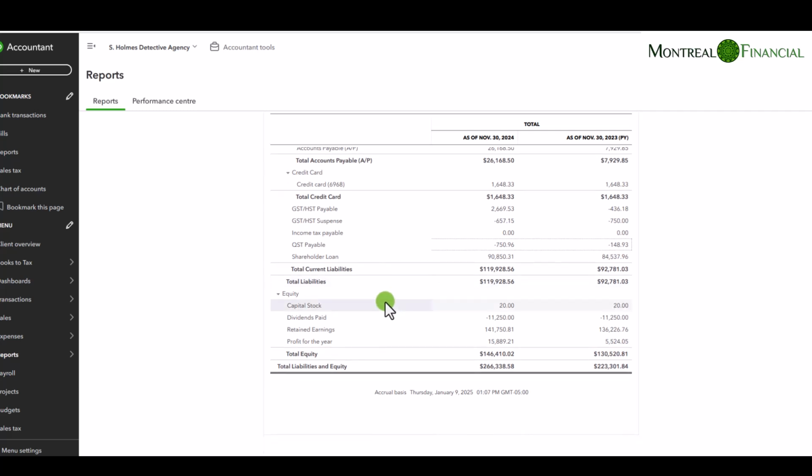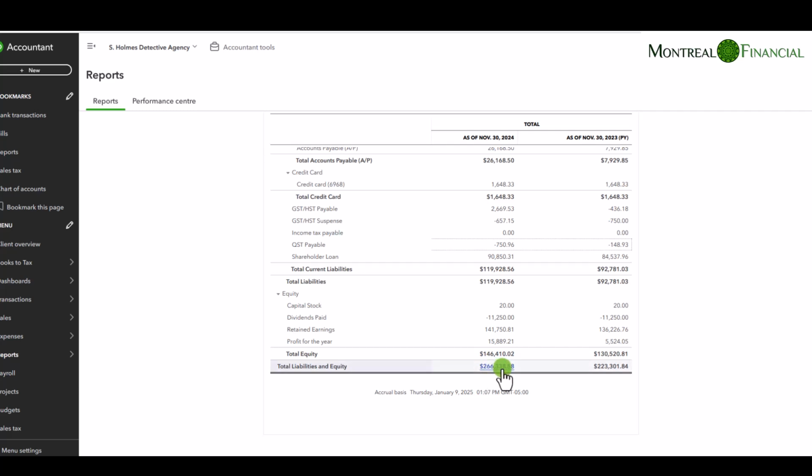In your equity section for a corporation, you will have capital stock, dividends paid, retained earnings, which is the accumulation of all earnings since the inception of your business. The capital stock is how much you paid for the shares of the business, how much the corporation issued for shares. This is usually just a nominal amount. And then the profit for the year is just the profit for the current fiscal year, which then gets added to the retained earnings. And then you have your total equity and you have your total liabilities and equity.